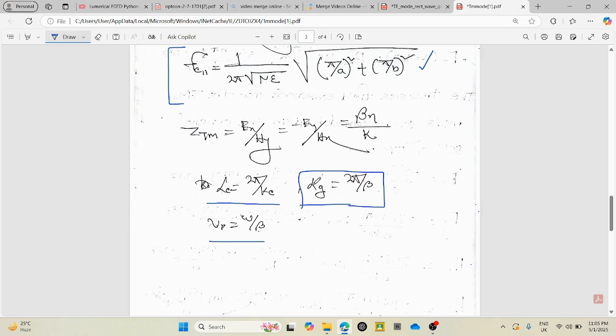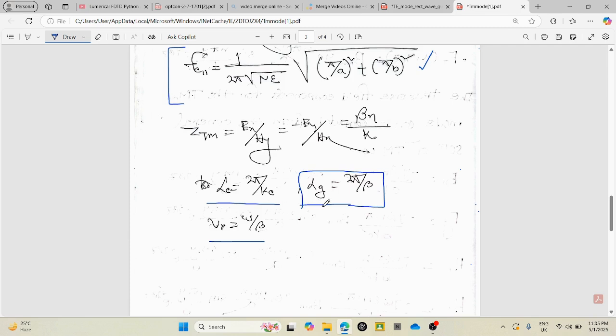Now we will be talking about lambda c, which is known as the cutoff wavelength. It is basically the longest free space wavelength that can still just barely propagate. And when lambda becomes greater than lambda c, the mode becomes evanescent and cannot carry power. The lambda c equation is 2 pi divided by kc, where kc is the cutoff wave number.